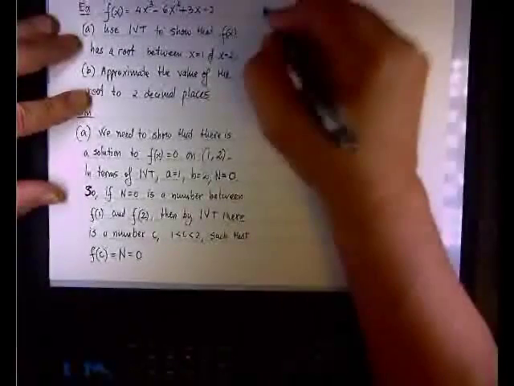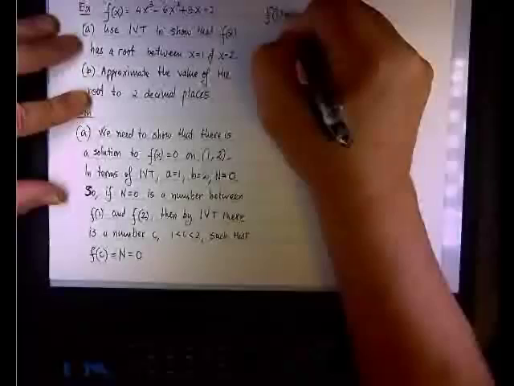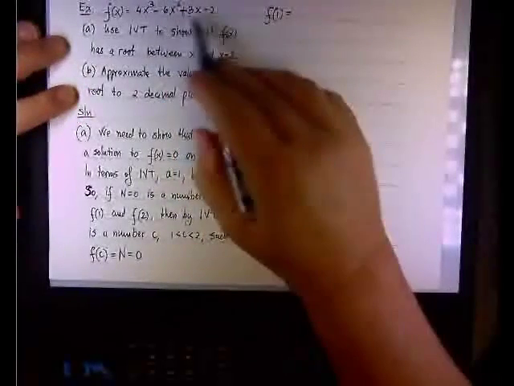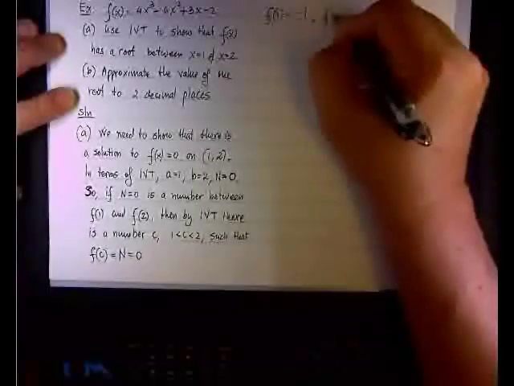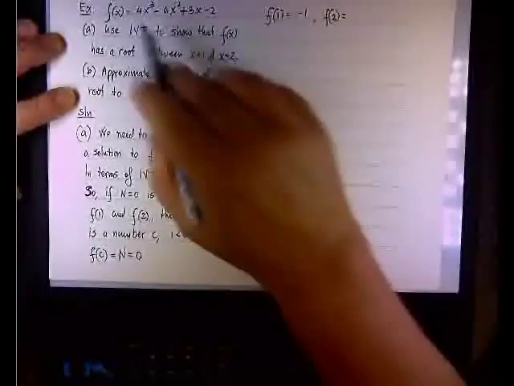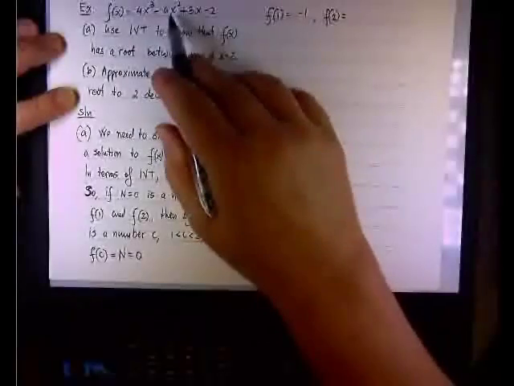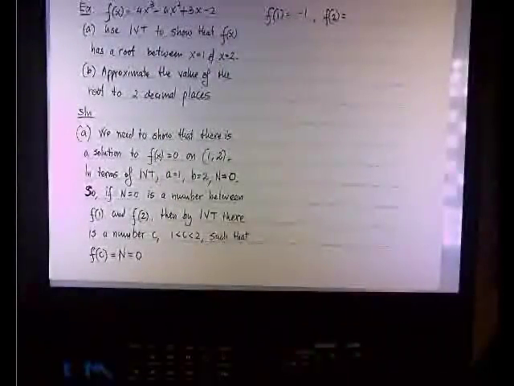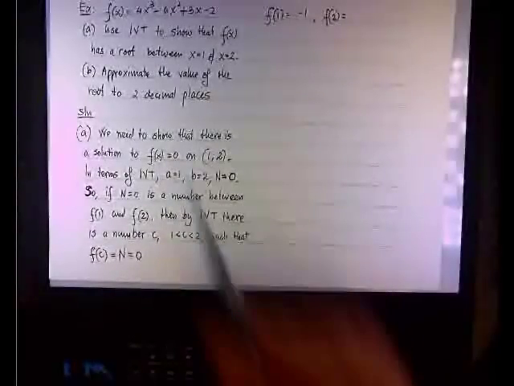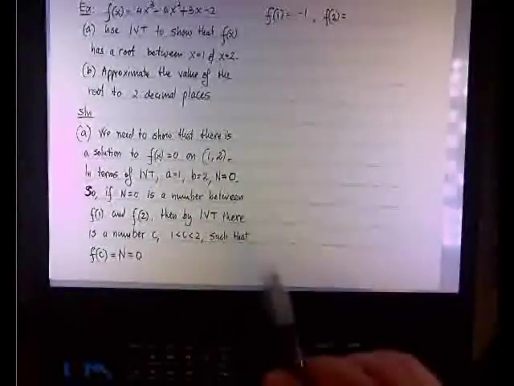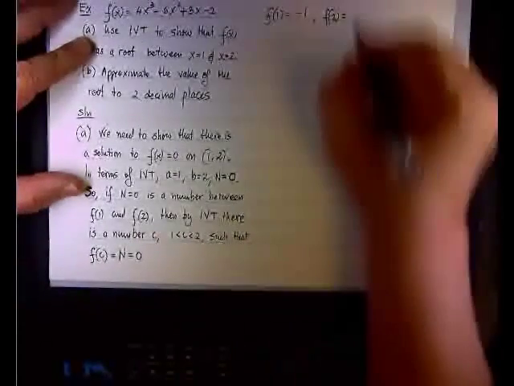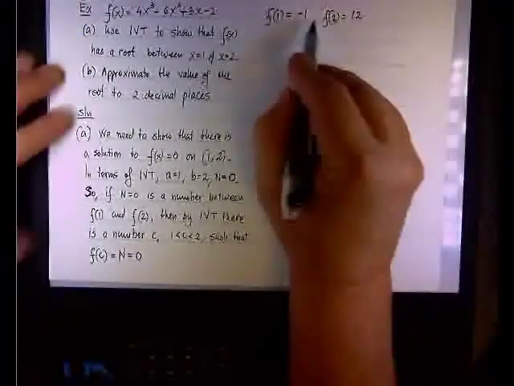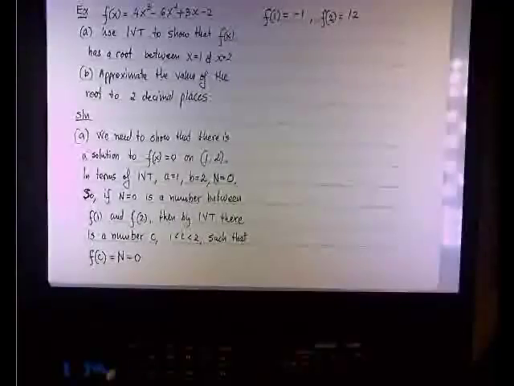So let's start with f of 1. Okay? What is the value of f of 1? That's easy. 4 minus 6, so minus 2, plus 3, plus 1, minus 2. So f of 1 equals negative 1. F of 2 equals what? That takes some doing. 4 times 8, 32. Minus 6 times 4, 24. So we look at plus 8, plus 6, plus 14, minus 2, plus 12, unless I screwed up. Is it plus 12? Yes, it is. So this is good. F of 1 is negative, f of 2 is positive.